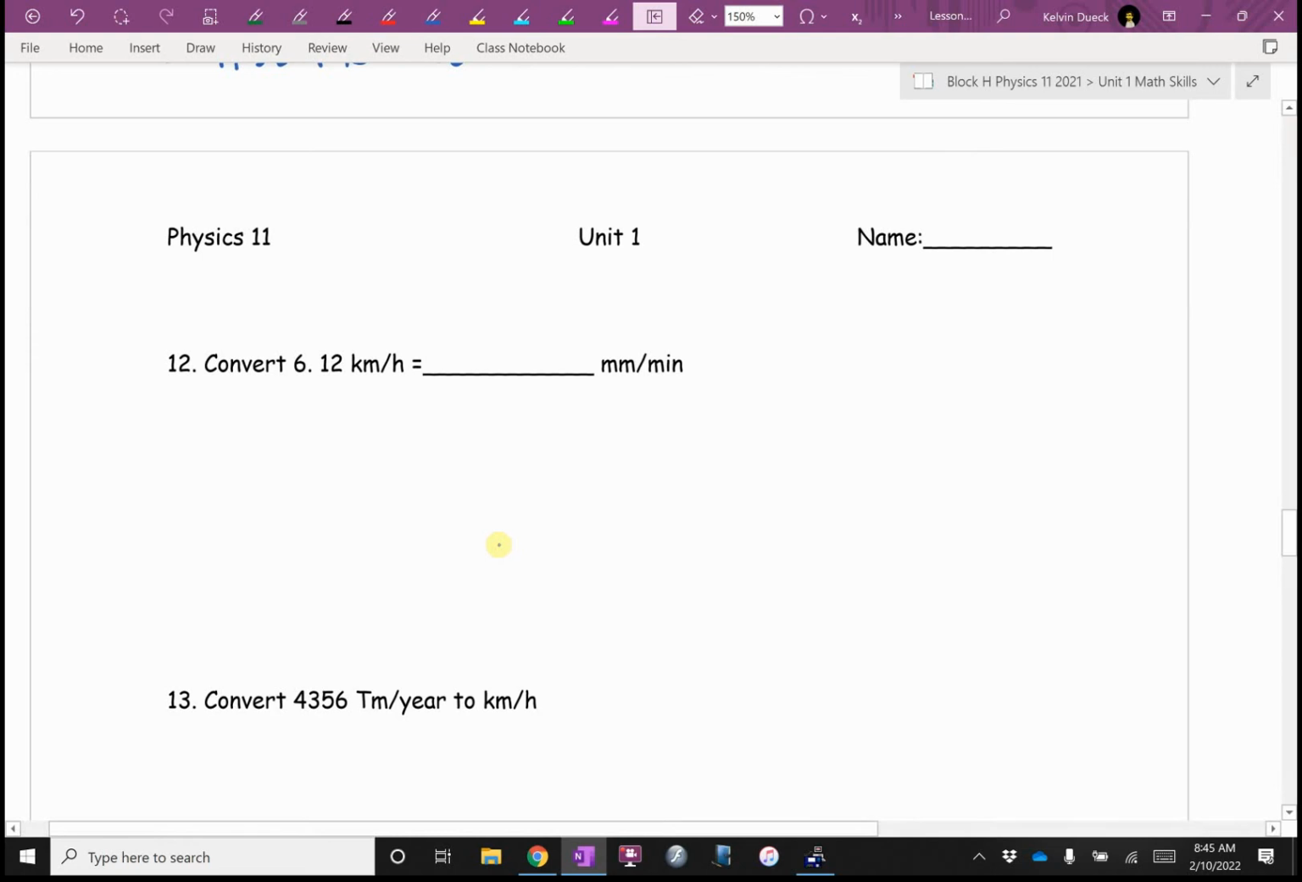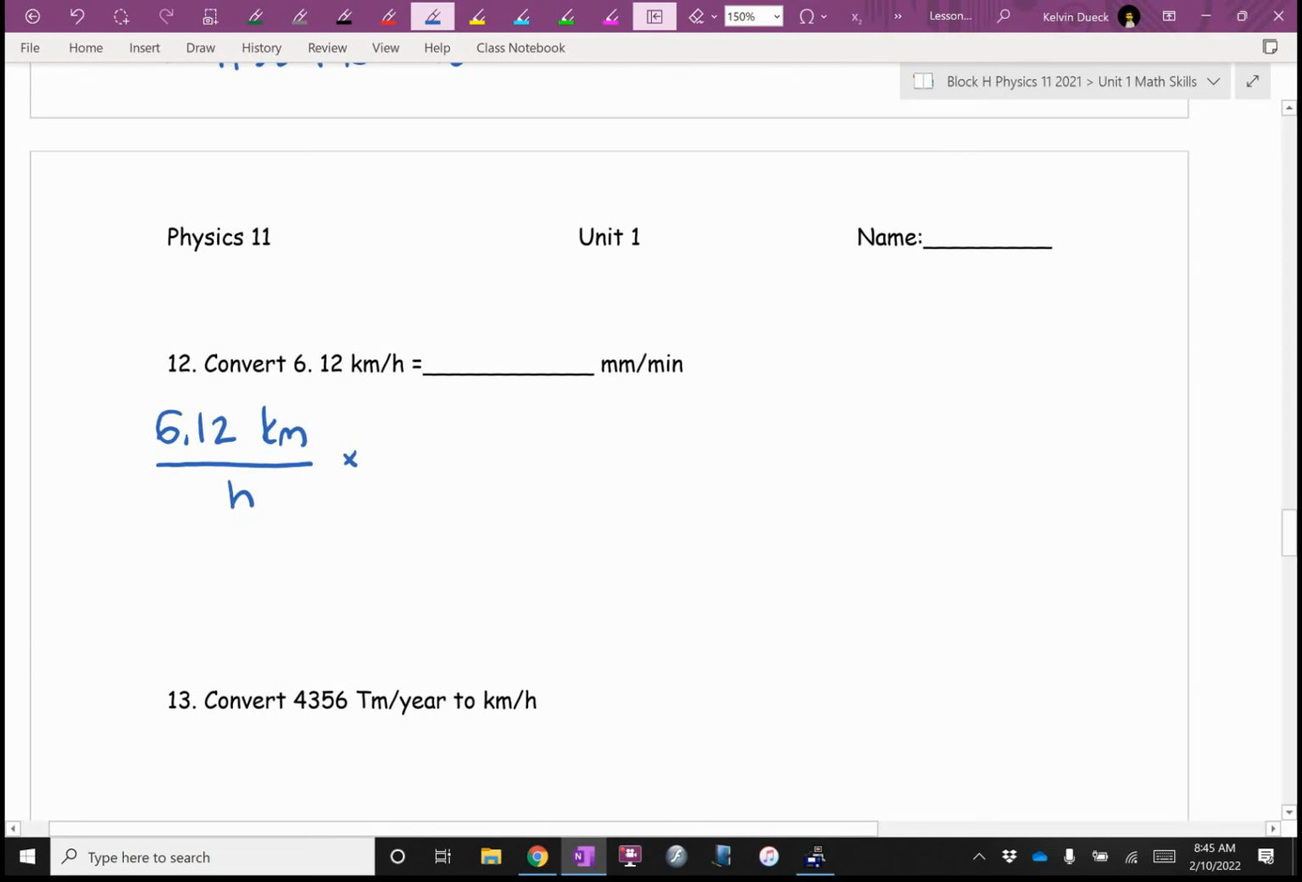You know why I like this? Because Emily, again, this is one of those two-unit questions. It says, convert 6.12 kilometers per hour to millimeters per minute. I guess we're going to convert kilometers to millimeters, or we're going to convert hours to what? Minutes. Which one do you want to do first, Emily? Kilometers to millimeters or hours to minutes?